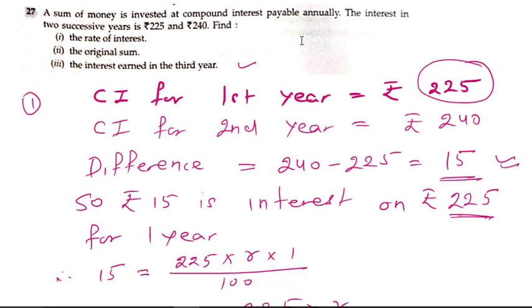Okay. So first of all, they have given compound interest for first year and compound interest for second year. So what we have done, we have found the difference between the compound interest for 2 years. Now the difference is the interest earned on the compound interest of the first year. Okay, you have to keep this thing in mind. So interest earned is rupees 15 on rupees 225.